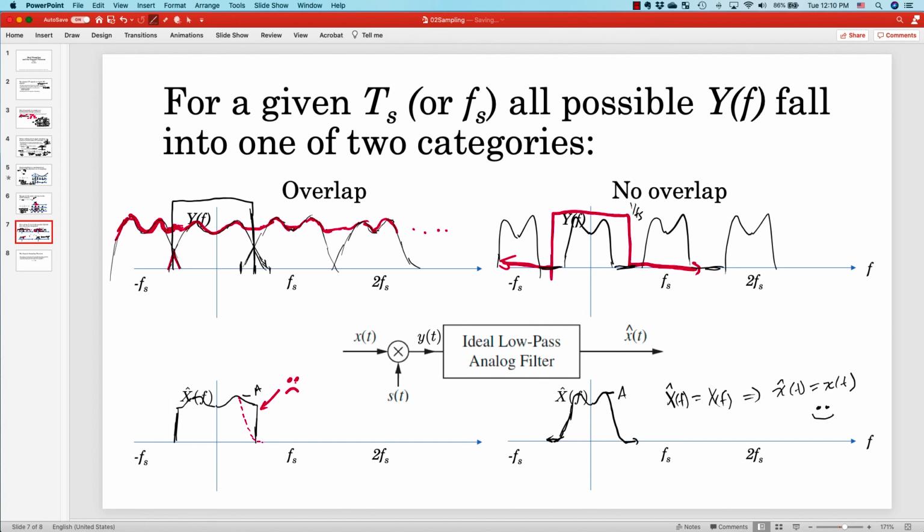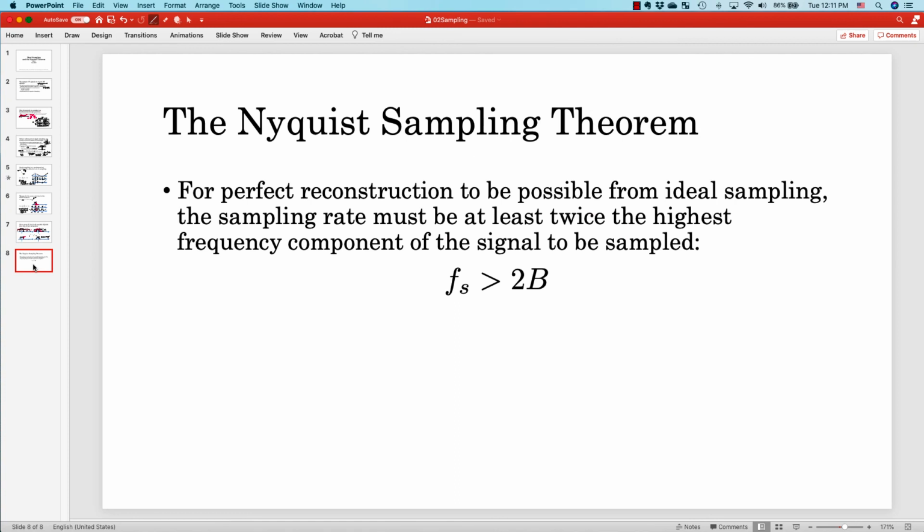So the reason that I highlight the difference between overlap and non-overlap is that in the no overlap case, reconstruction can, in the ideal sense, be perfectly achieved. And in the overlap case, it's out of the question. There is no perfect reconstruction to be had. So, how do we guarantee that we live in the no overlap case? This ties it back to a design decision, or what sampling rate you should look for if you want to lose as little information as possible, which is actually the gist of the Nyquist sampling theorem.